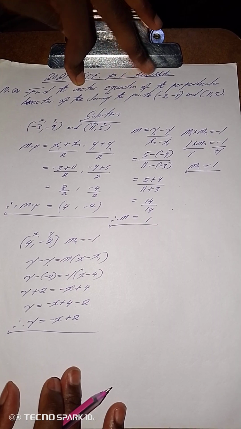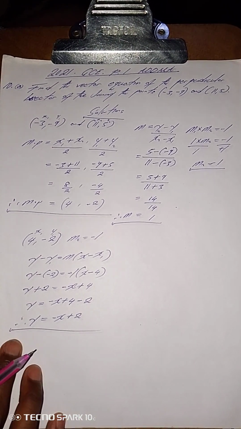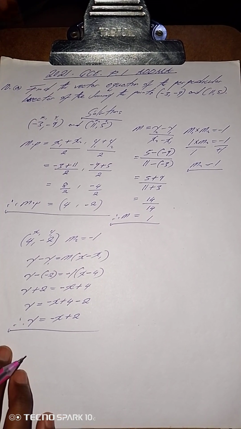The equation of the perpendicular bisector is this one. So this is the answer. This is how you have to go about this one. Okay.